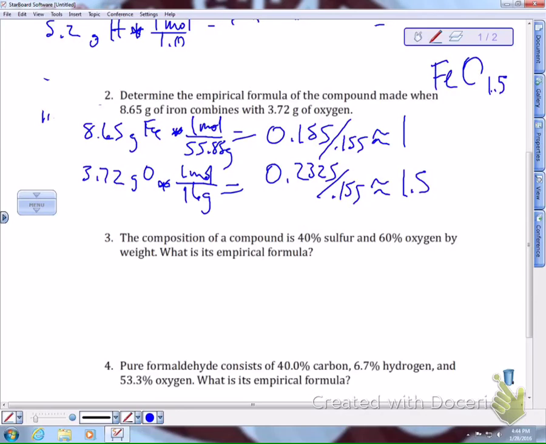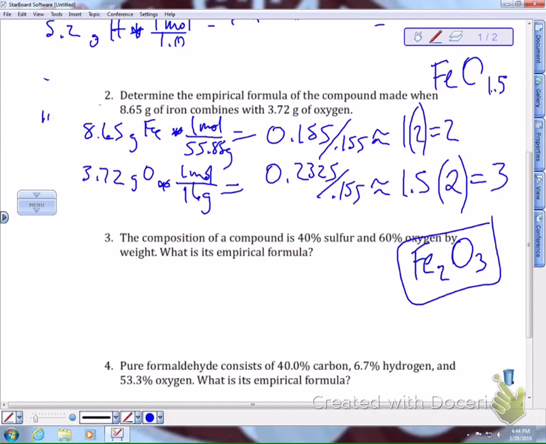Now that is a simplified ratio, but it's not a whole number ratio. So I'm going to fix that in this problem. My decimal is 0.5, and so using some basic math skills, I know that if I multiply 0.5, which is 1/2, by 2, I can turn that into a whole number, and that'll be 3. But I do need to do it for everything, so multiply the iron by that as well. So the actual empirical formula for this one comes out to be Fe2O3. And we see this is iron 3 oxide.